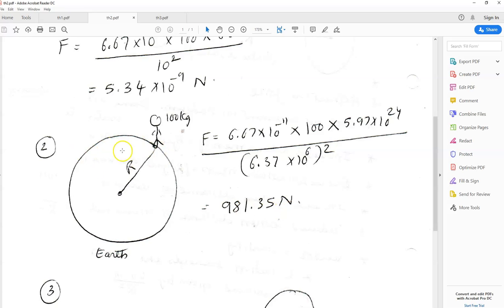I got one more problem here. I've got the Earth, and the radius of the Earth, which is given in the formula book. I've got a person of 100 kg on the surface of the Earth, and we are going to find the gravitational force of attraction on this person. Just substitute the values in G M m by r squared, where r is the radius of the Earth and M is the mass of the Earth, and you will end up getting 981.35. I'm sure you're familiar with this number, because if you multiply 100 by the gravitational field strength 9.81, this is the value you get.